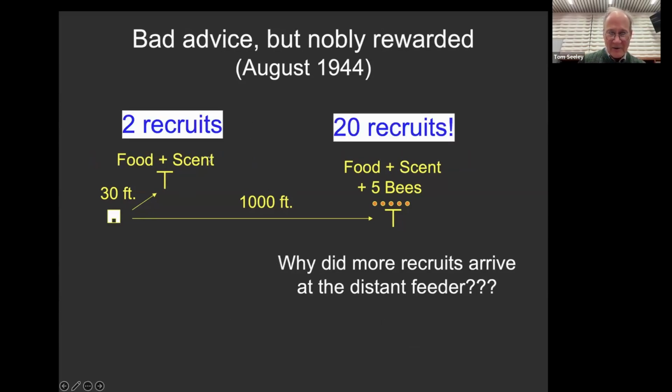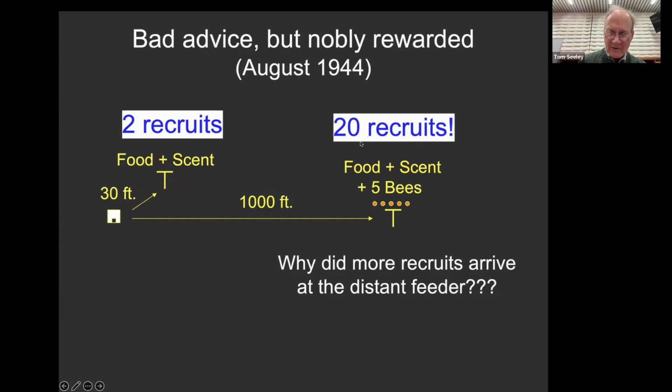Well, what she found was that because she had left the old feeder set up, because that was the scent source, that's where the bees were going. Those are the bees who were carrying back the scent to the hive. But even though there was this feeder here, which was very attractive food, only 2 recruits showed up here, 20 still showed up at this distant feeder.